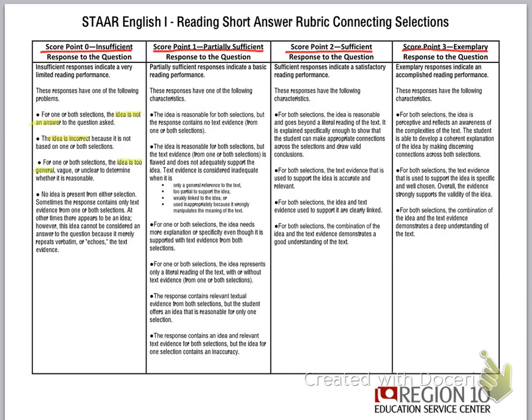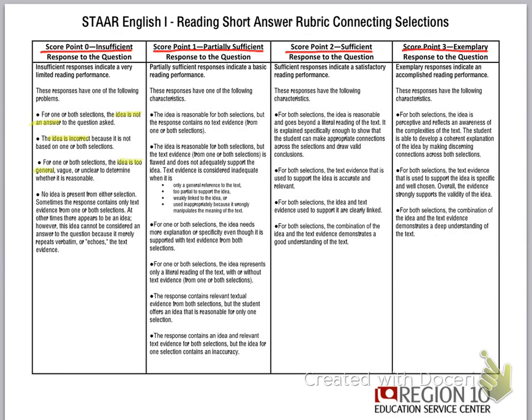Whenever you're doing the connecting SAQ, there are 4 different scores you can make. You can score a 0, a 1, a 2, or a 3. Of course, the 0 is the lowest, the 3 is the highest, but in order for your grade to be considered passing, you need to aim for a 2 or a 3. So let's go ahead and look at how they grade your SAQ answer.